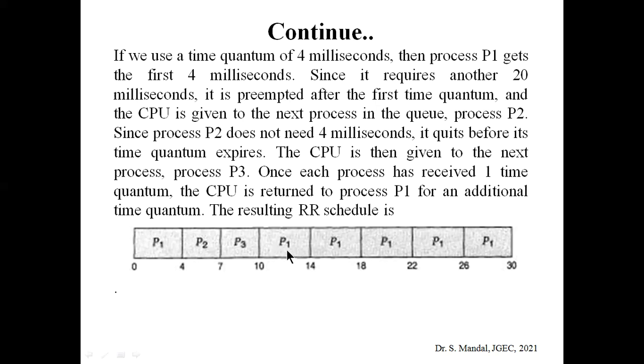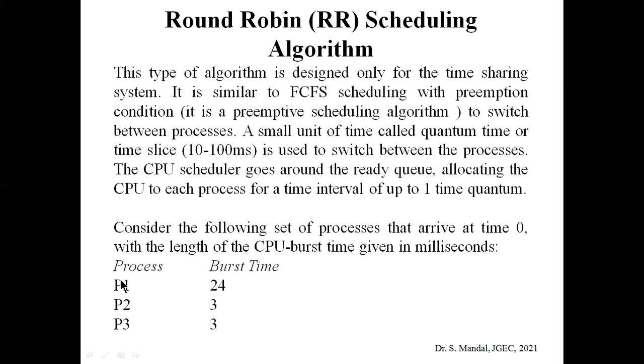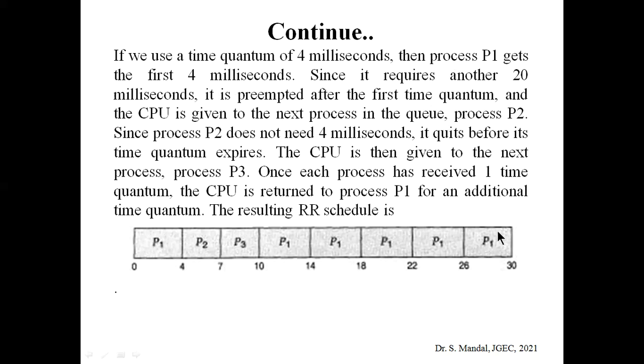So P1 will be executed for 4 millisecond initially. Now as the P2 and P3 processes have been completed, there are no processes in the queue. So then P1 will be executed for the next 4 millisecond, and again P1 will be executed for the next time slice, and the next time slice. So the total amount of time for the P1 process, 24 millisecond, will be computed by this amount of time. Okay, so the resulting Gantt chart will look like this.